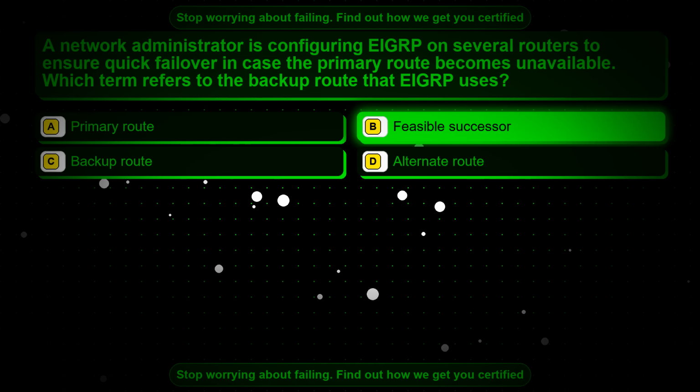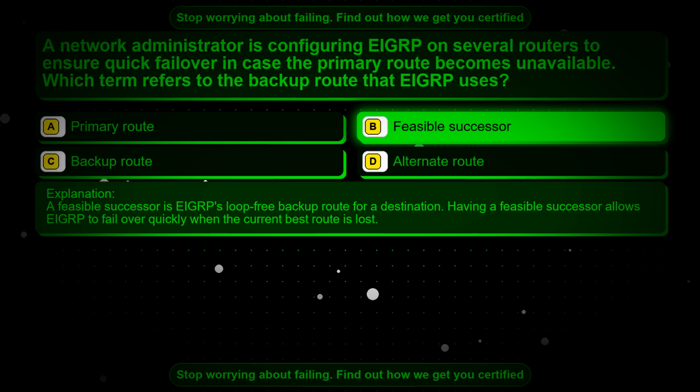The correct answer is option B. Feasible successor. A feasible successor is iGroup's loop-free backup route for a destination. Having a feasible successor allows iGroup to fail over quickly when the current best route is lost.